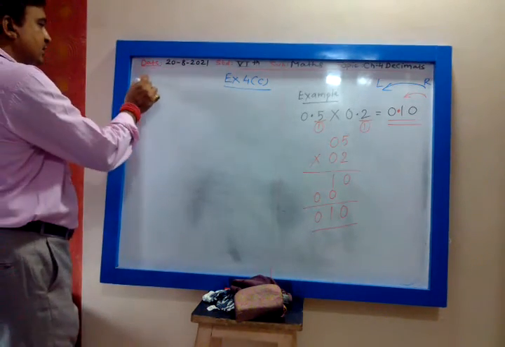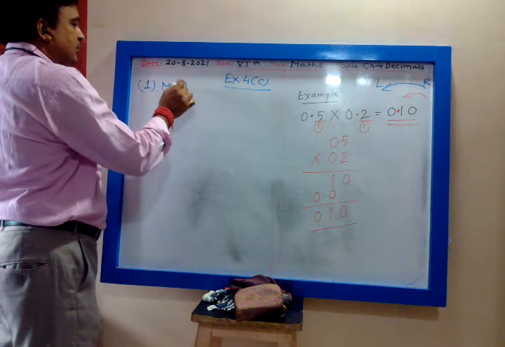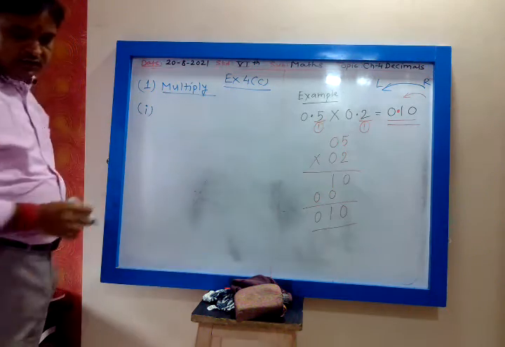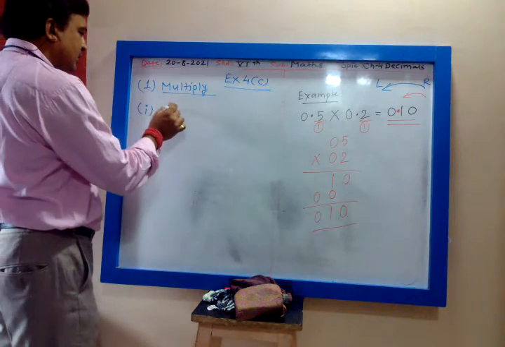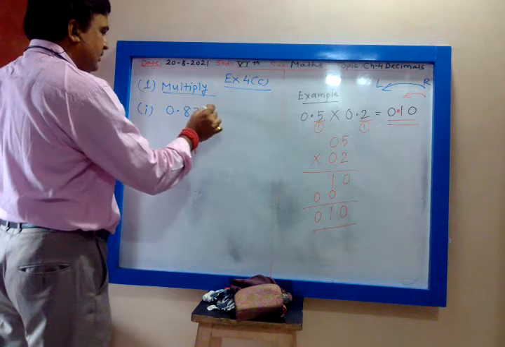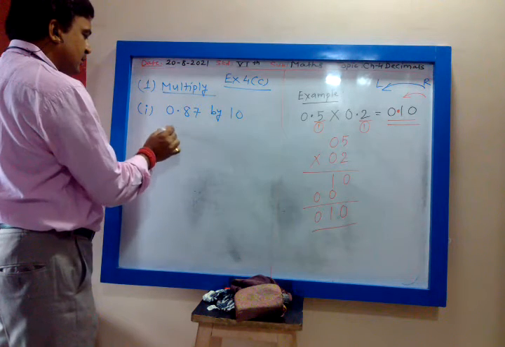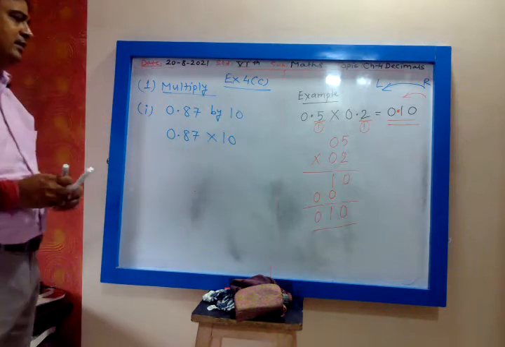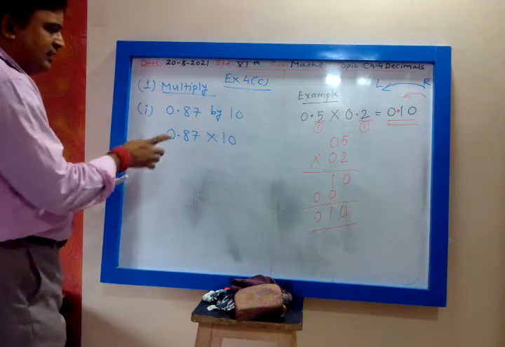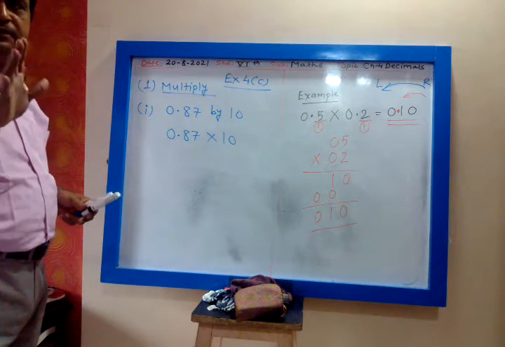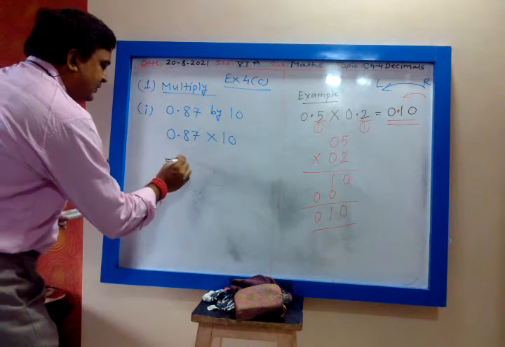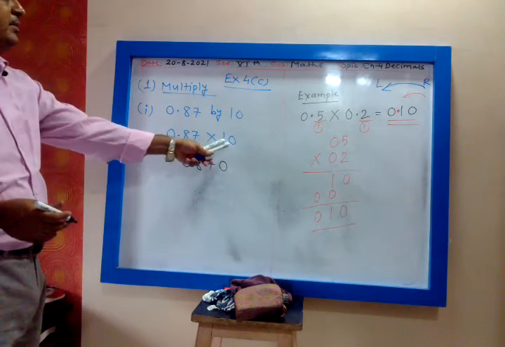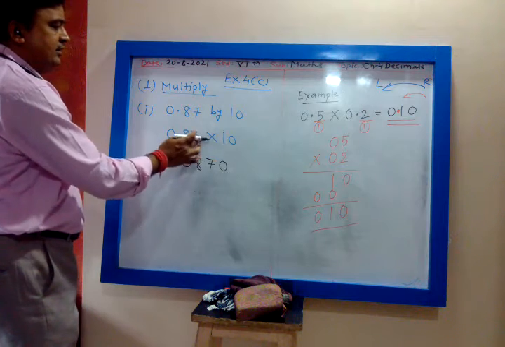Multiply. Okay. Let us see the first question. 0.87 by 10. So this we write as 0.87 multiplied by 10. See here, whenever it is multiplied by 10, you simply write this as 0870. You add 1 zero to the right.